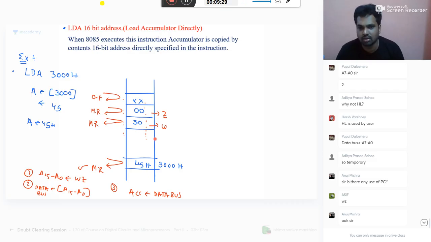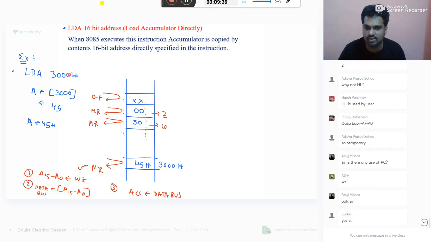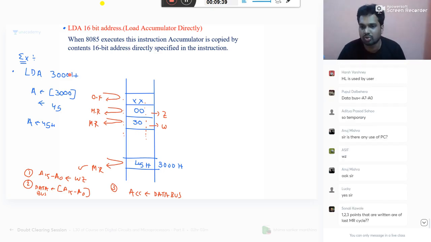Clear? We should not disturb other registers. They may already have some data. They may be used in your program by some other instructions. We should not disturb them unless it is a part of the program.